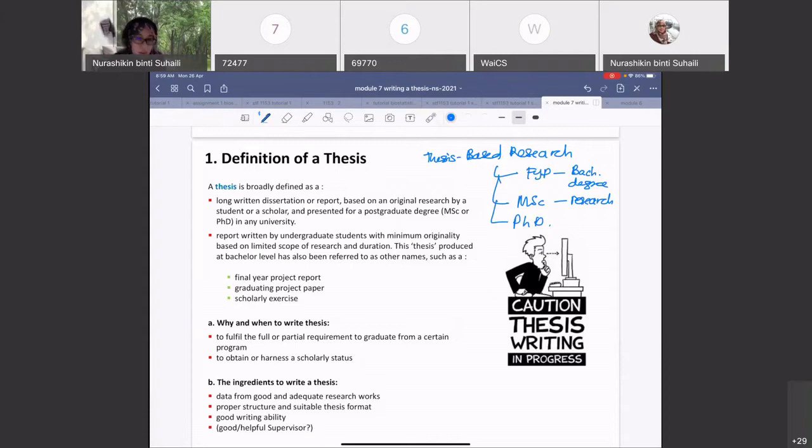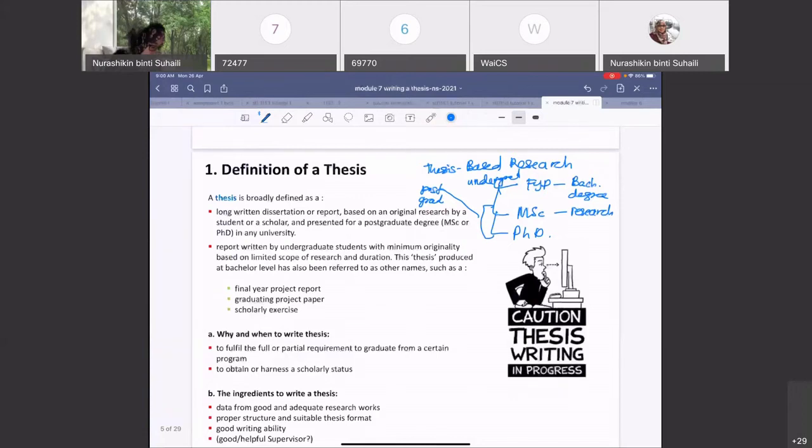Okay. So a thesis is broadly defined as a long written dissertation or report based on original research by a student or a scholar and presented for a postgrad degree, MSc or PhD. Okay. So actually this one is postgrad. Yeah? You are now undergrad. FYP is undergrad. So take note of the word dissertation. Yeah, dissertation means it's the same thing. It's thesis. Some institutions use the word dissertation. Some use the word thesis.